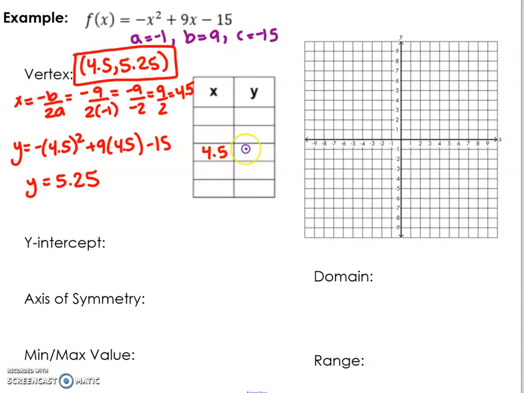So in the y for the vertex, I'll put 5.25. Okay, and just like before, we're going to pick values to the left and to the right. So I'm going to pick 3 and 2, and I'm going to pick 6 and 7.